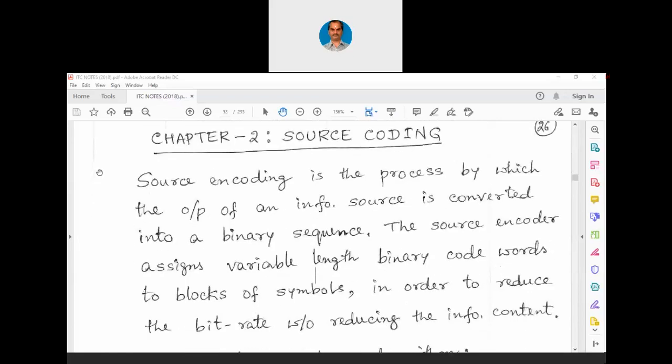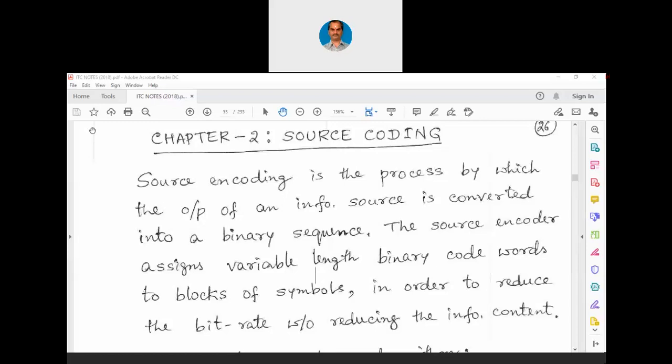Actually, as per your syllabus, the second module is the other one called channel capacity. But what we have decided is we will teach you source coding itself as the second module now, and later on we will move on to the third module, that is channel capacity. Later on we will move on to the channel coding. That is how we have a correct flow there.